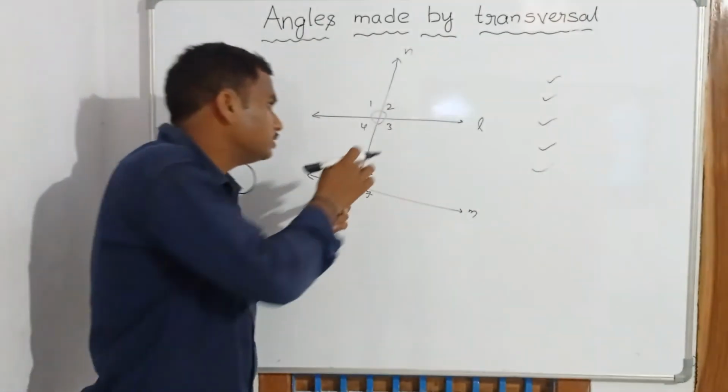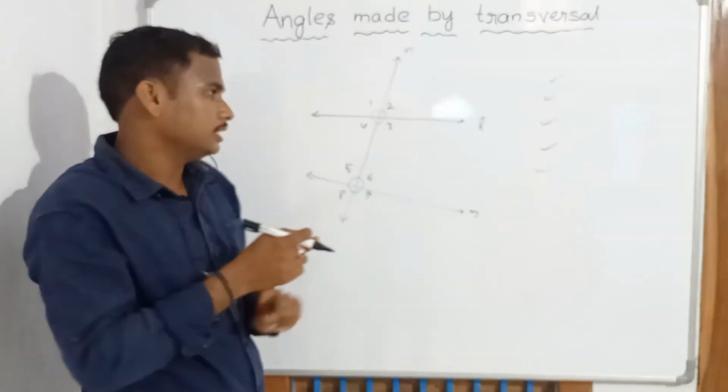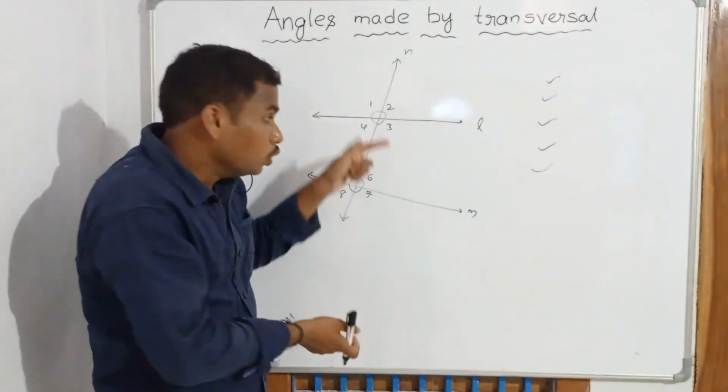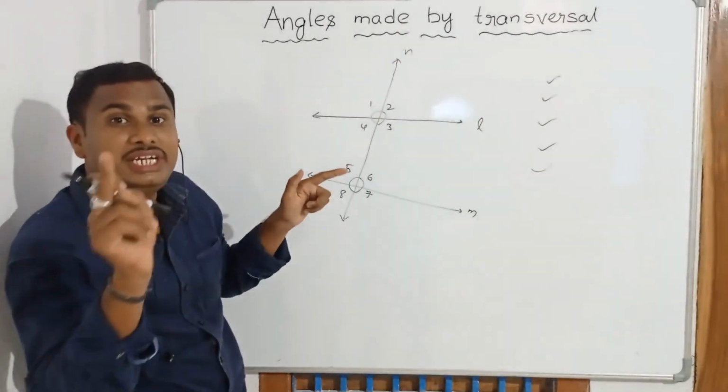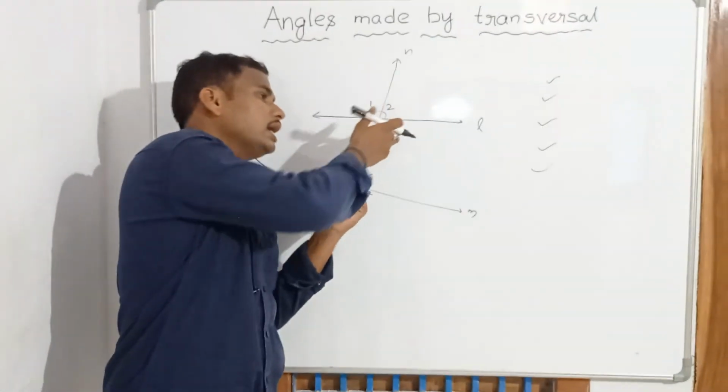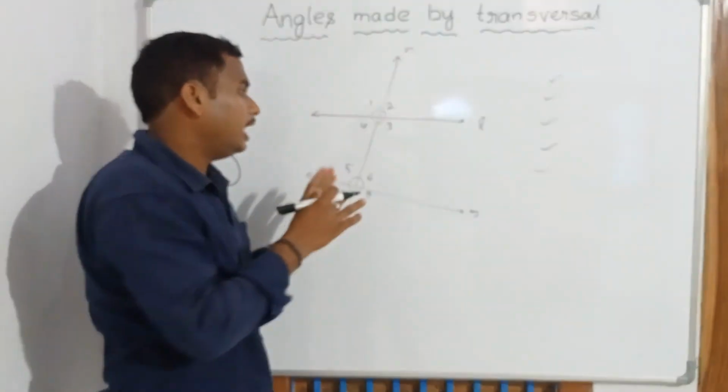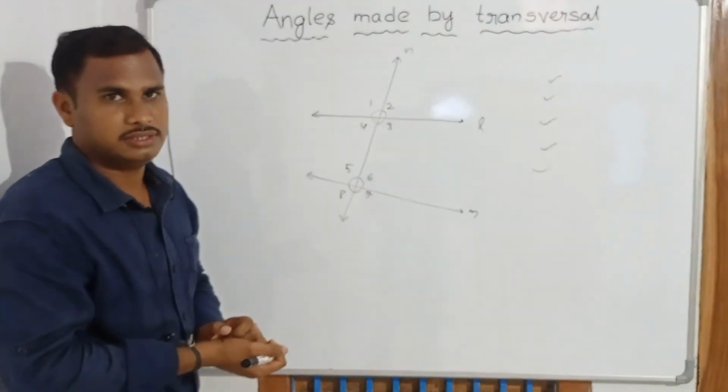Co-interior angles means 3 and 6 are co-interior angles. Different vertex, two angles are interior angles. Co-interior, interior means two angles are interior angles, and the same side of the transversal.